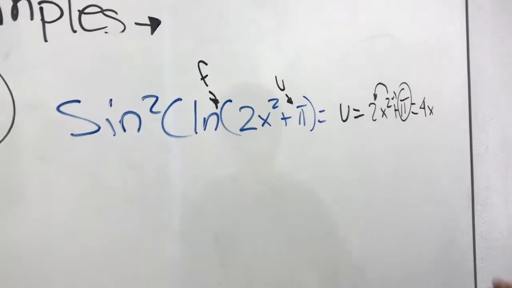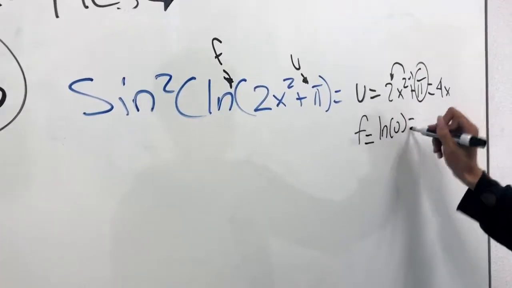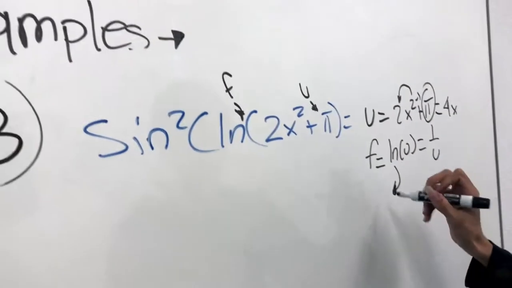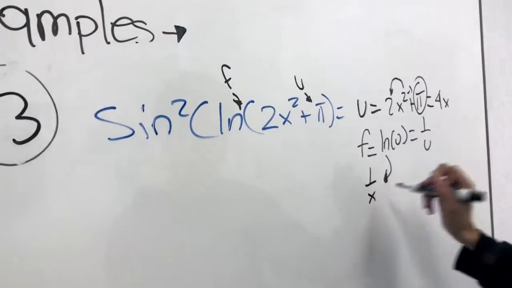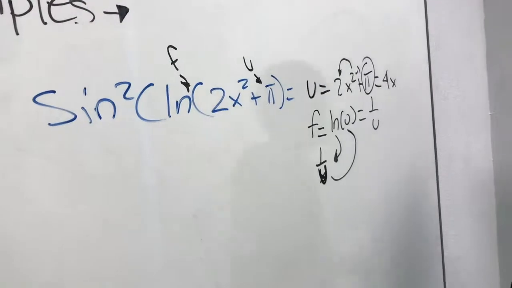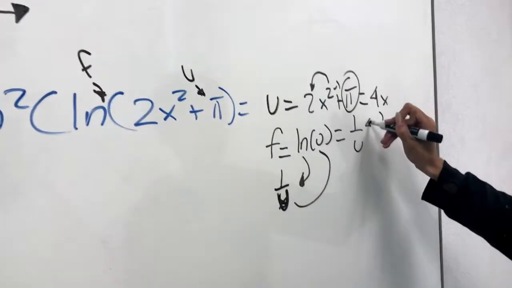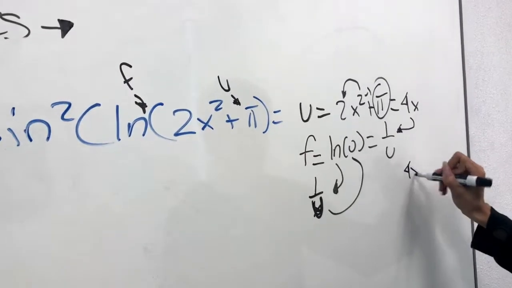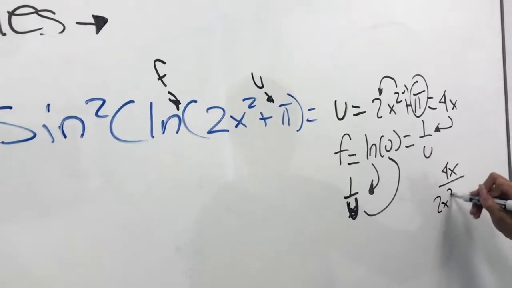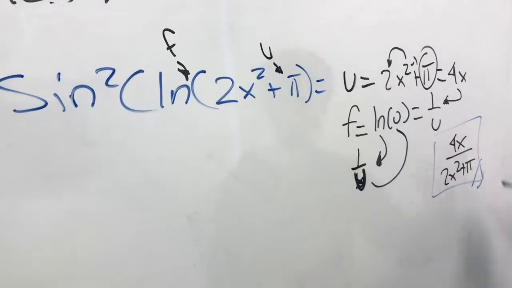That's why it's 4x. And our f would be natural logarithm of u, whose derivative is 1 over u, because as we know, the derivative for natural logarithm is 1 over x. And here u will take the place of x. Then, when solving, we have to multiply again. This multiplies the 1 of the fraction and would be 4x over our u, which would be 2x squared plus pi. Here's our first step for this function.